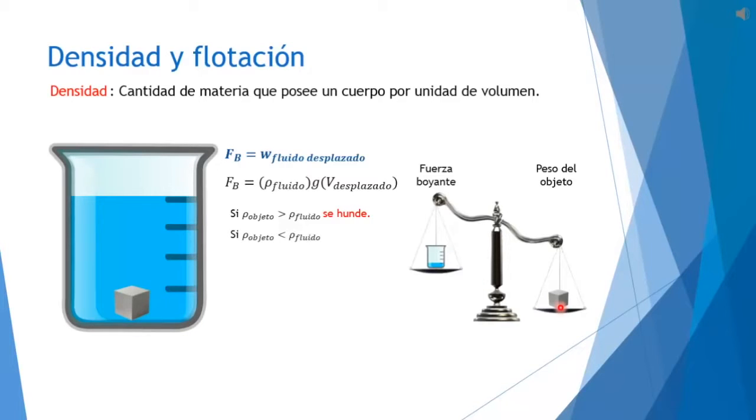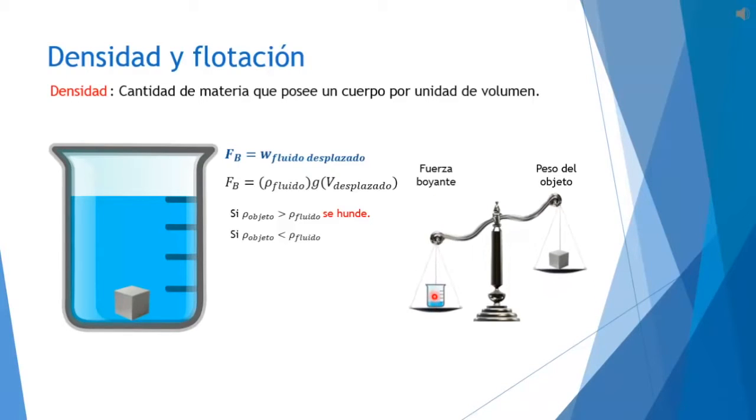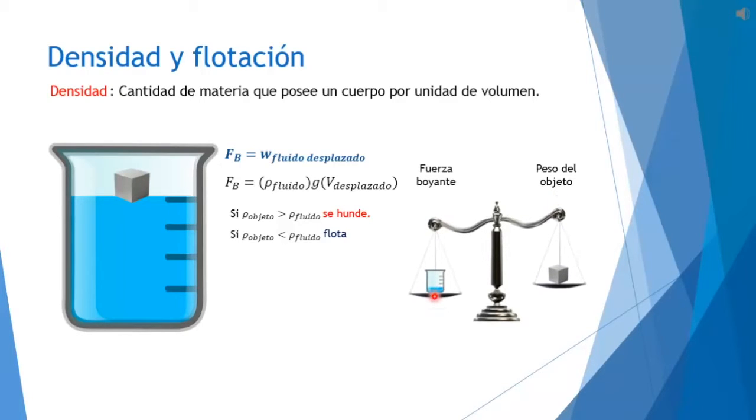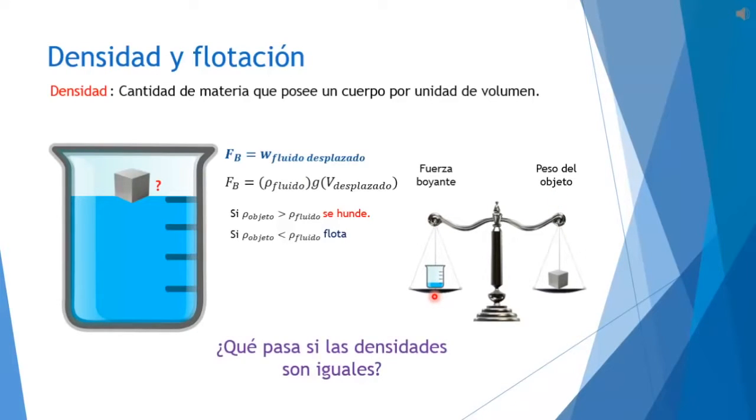On the other hand, if the object has a lower density than the fluid, even though both volumes will be the same, the fluid will have a higher amount of matter concentrated and therefore its buoyancy force will be greater than the weight of the object. In this case, the object will float. What would happen if the fluid density is equal to the density of the object? Think about this case and give an example for each one.